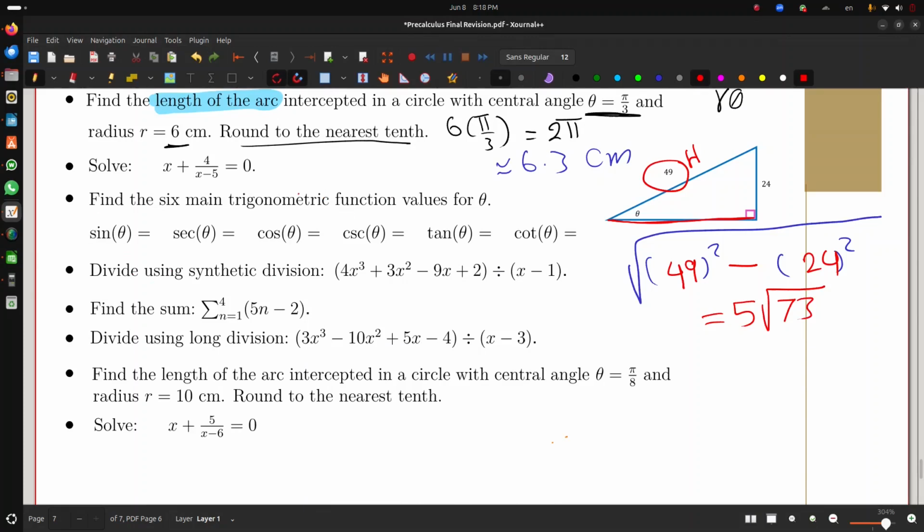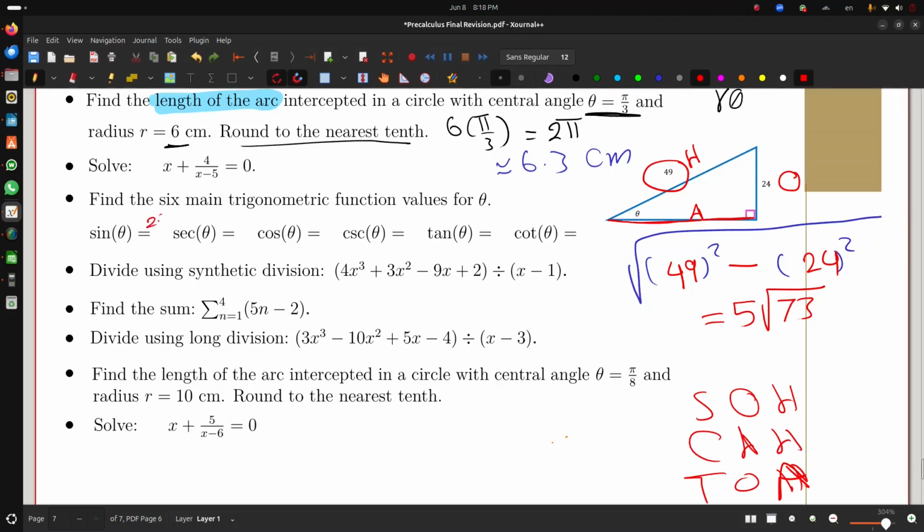Okay, to get sine, remember, sine is opposite over hypotenuse, cosine is adjacent over hypotenuse, tan is opposite over adjacent. So sine is the opposite over hypotenuse. This is the hypotenuse, this is the opposite, and this is the adjacent, which is 5 root 73. So it will be 24 over 49. And when you get sine, you can get its reciprocal, which is cosecant. Cosecant will be 49 over 24.